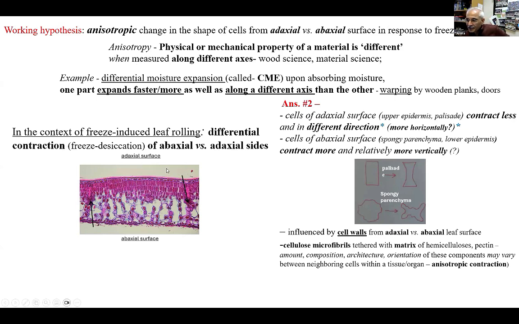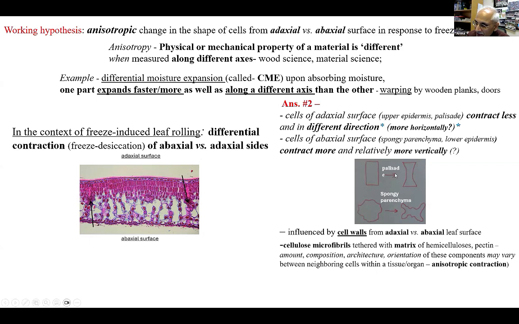So what we are suggesting here in the context of this leaf rolling, instead of expansion, of course, here things are contracting because these leaves, these cells, are losing water. So in the context of this leaf rolling, we believe it is differential contraction of adaxial versus abaxial sites, or anisotropic contraction. And I try to draw by my hand to give you a little bit further visual on what I'm thinking is happening.